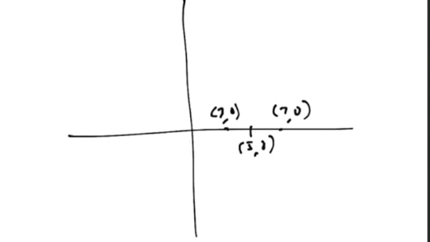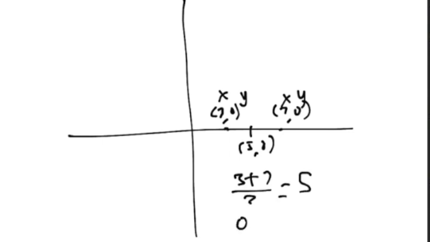But the way we find that is by averaging the x and y coordinates of the points 3, 0 and 7, 0, because if you average each coordinate, you'll be finding the midpoint between the two, which is going to be exactly in the middle of the 2 points. So for the x coordinates, it would be 3 plus 7 over 2, which equals 5. And for the y coordinates, it would be 0 plus 0 over 2, which equals 0, which is why it gives us the point 5, 0.